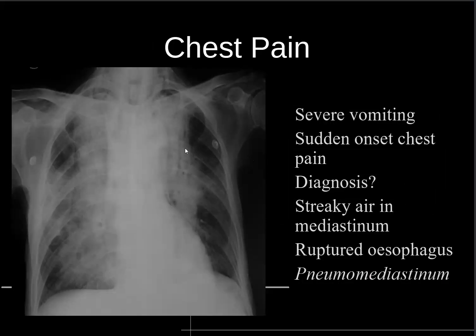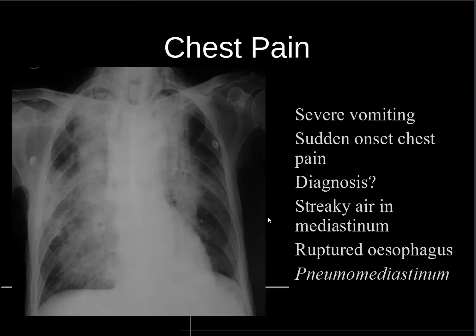Next patient is a patient with chest pain, severe vomiting, sudden onset chest pain. Diagnosis: look at all this streaky air in the mediastinum. If you've not seen something like this before, it's really streaky around the mediastinum. All this soft tissue and air, not air bronchograms because they're longitudinal, aren't they? They're not conforming to a branching air bronchogram. This is air in the mediastinum.